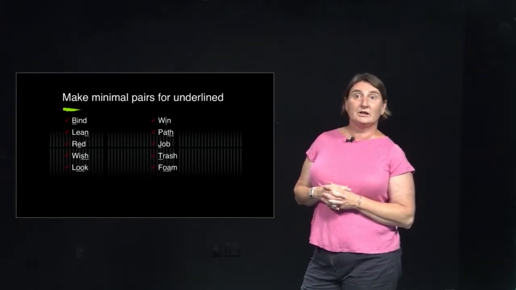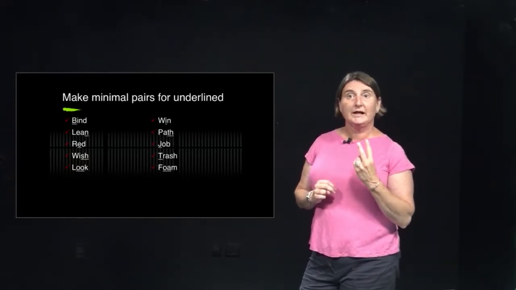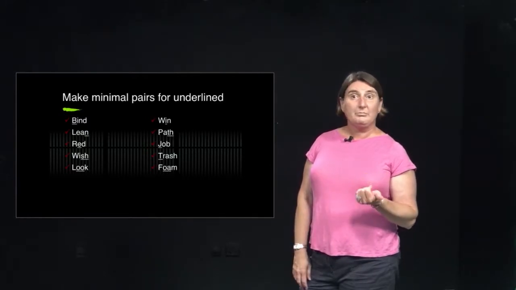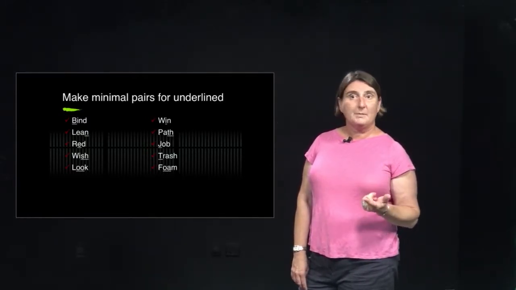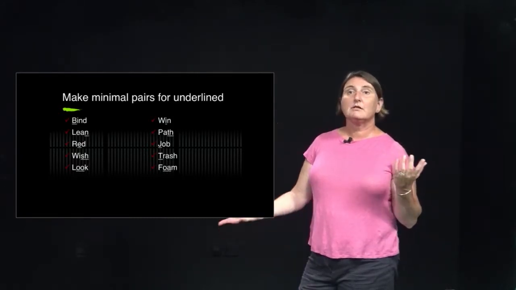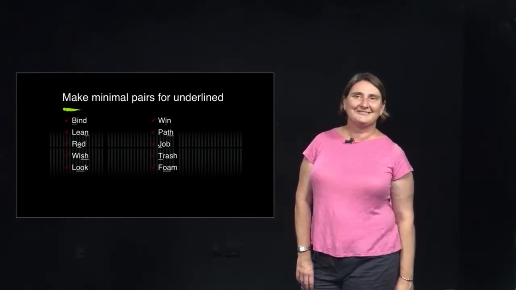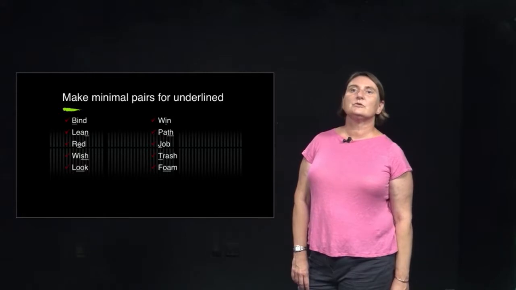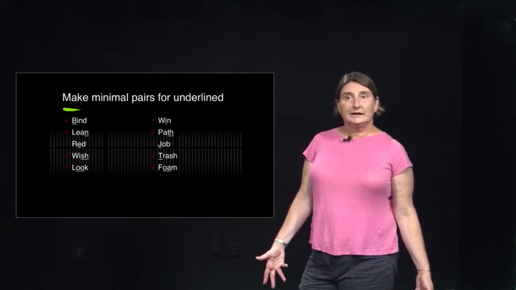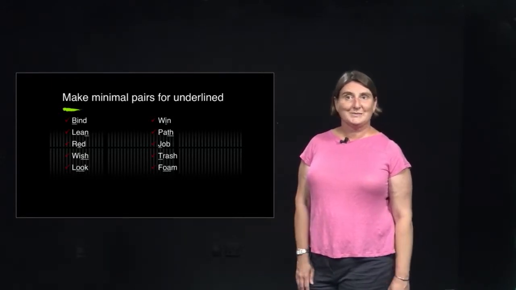Wish, okay, I've underlined the sh. Even though it's spelled with two symbols, in the spelling, it's actually one sound, right? Wish. So we could have whip, win, whim, will, wick. Lots of possibilities for wish. Okay, then we've got look, and there again I've underlined the vowel. So we want to swap in another vowel for look. Leak, lick, lack, lock. Lots of possibilities.